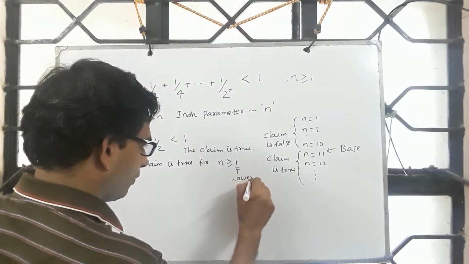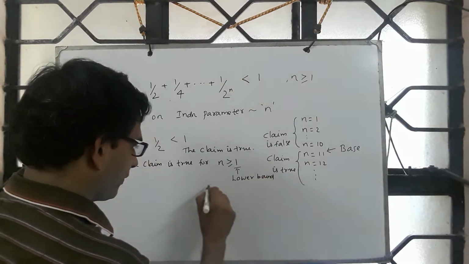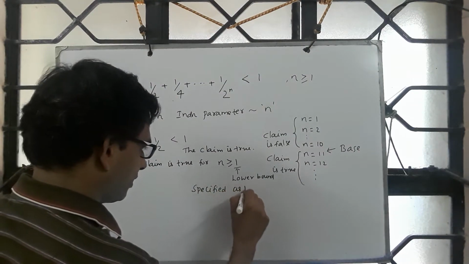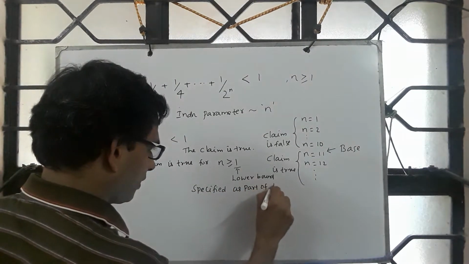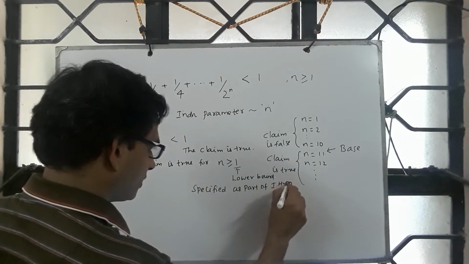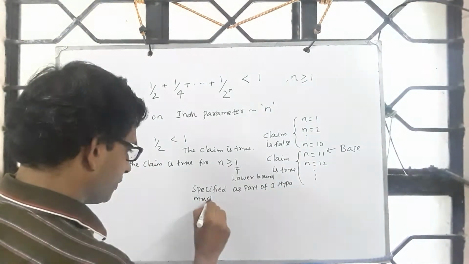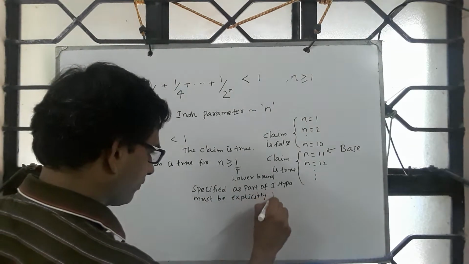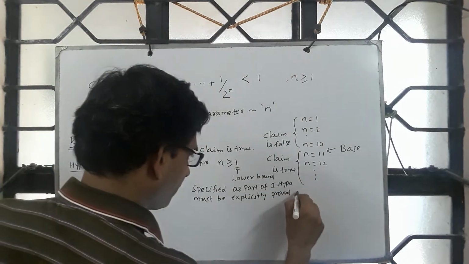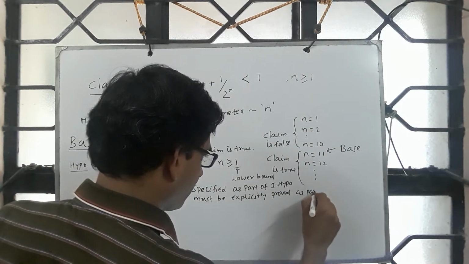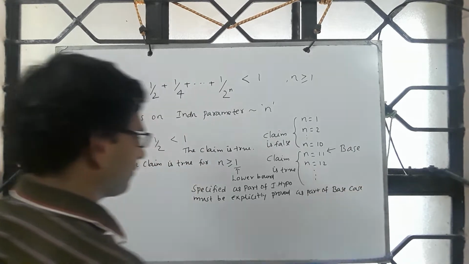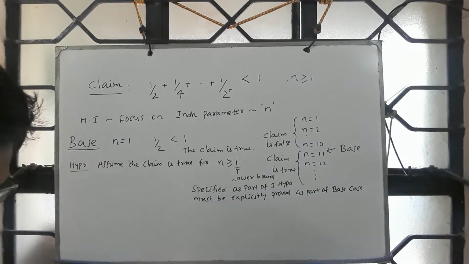so the lower bound specified as part of the induction hypothesis must be explicitly proved as part of the base case. Okay, so please note this should not happen.